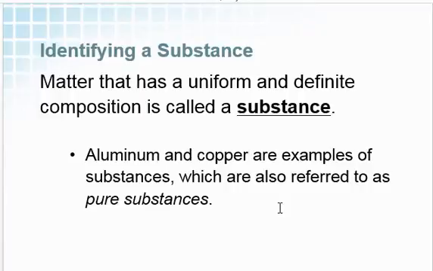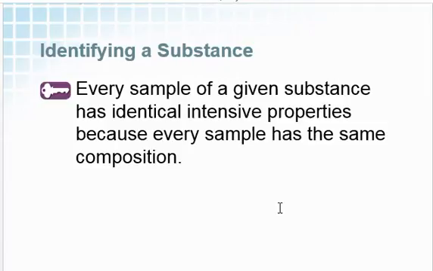Matter that has a uniform and definite composition is called a substance. Aluminum and copper are both examples of substances, and they're known as pure substances. Every sample of a given substance has identical intensive properties because every sample has the same composition.